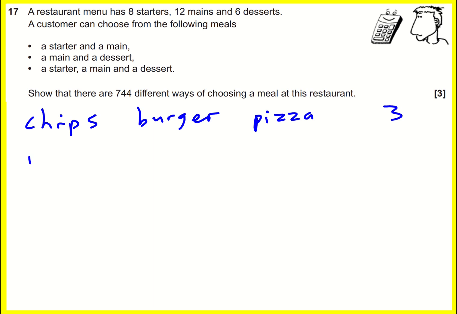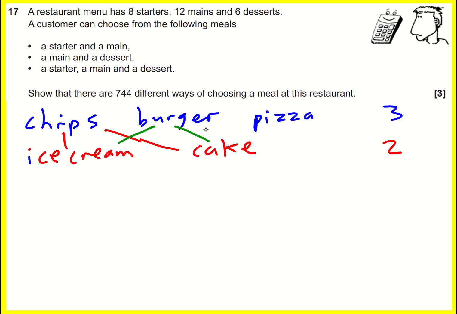Let me do this in a different color. Or I could have, what else? Cake. Now, I could either have chips. If I'm having both, I could have chips and ice cream, or I could have chips and cake. Two possibilities. Or I could have burger and ice cream and burger or cake. Another two possibilities. Or I could have pizza and ice cream and pizza and cake.